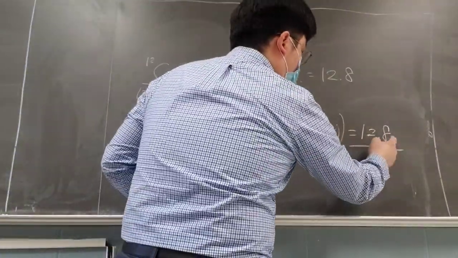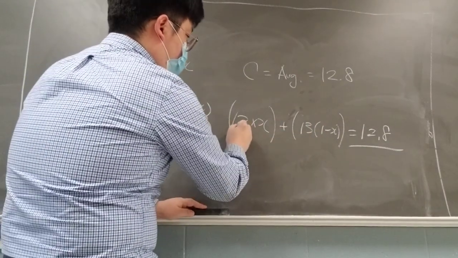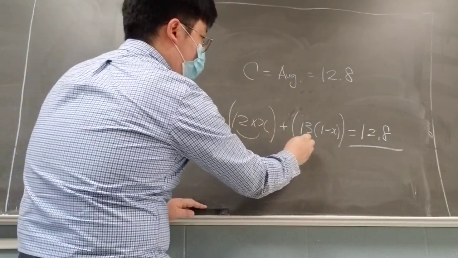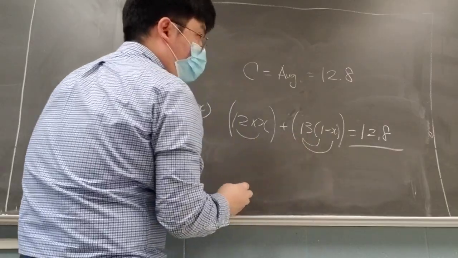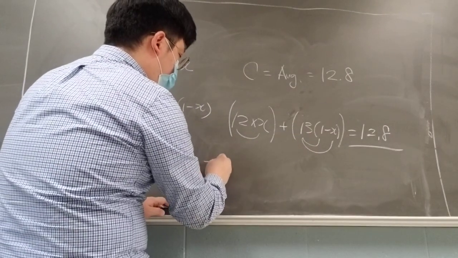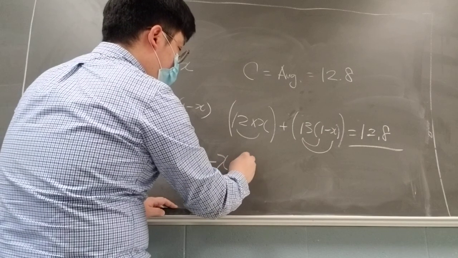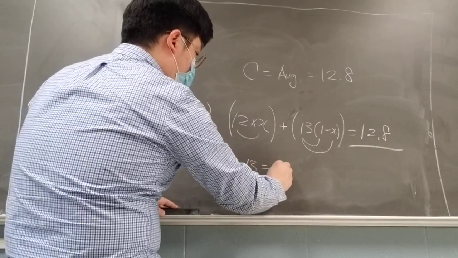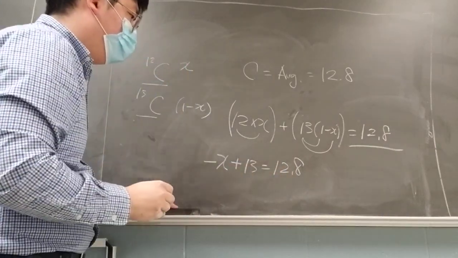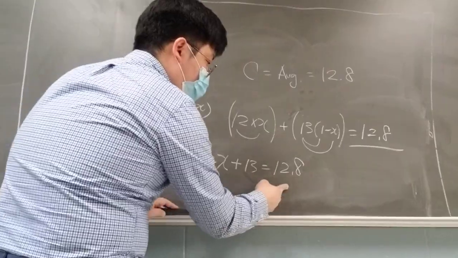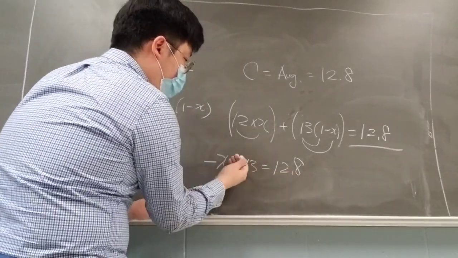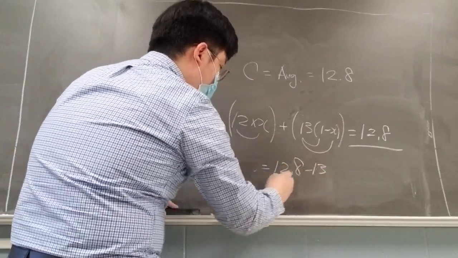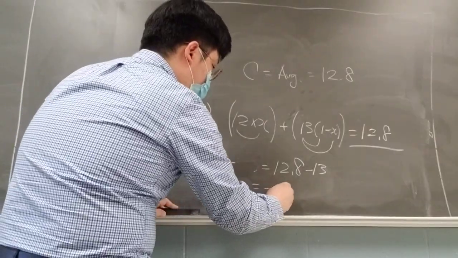So this is the 12.8. It's pretty much the same. This is 12X plus 13 minus 13X. So it gives negative X plus 13 equal to 12.8. Now if you do this, moving the 13 over, that will become negative 13. So negative X is negative 0.2.